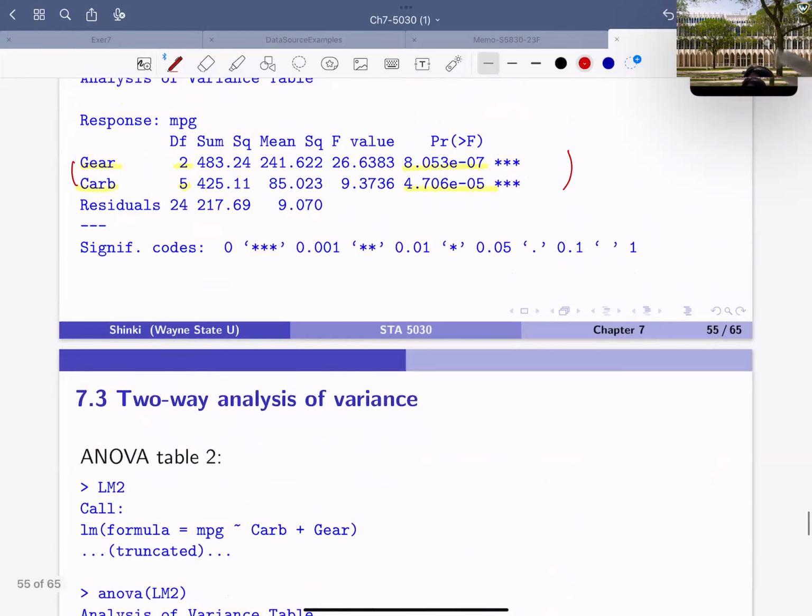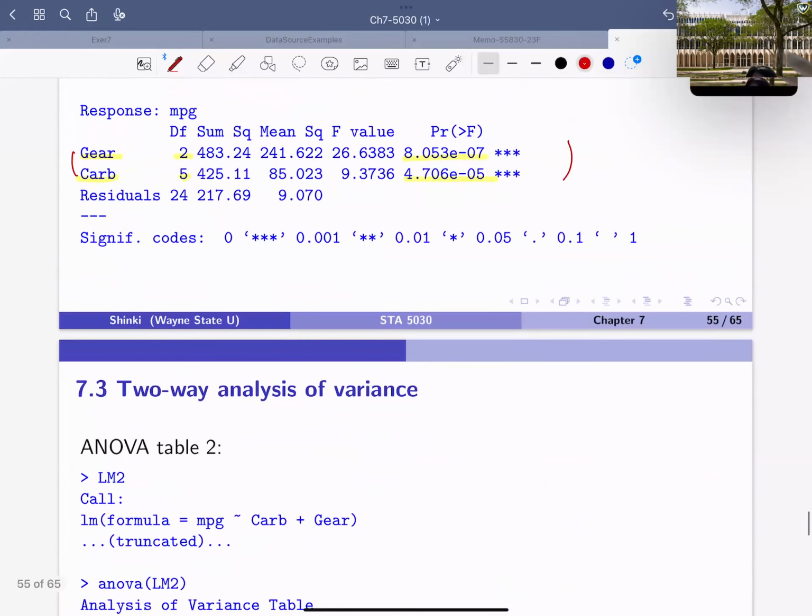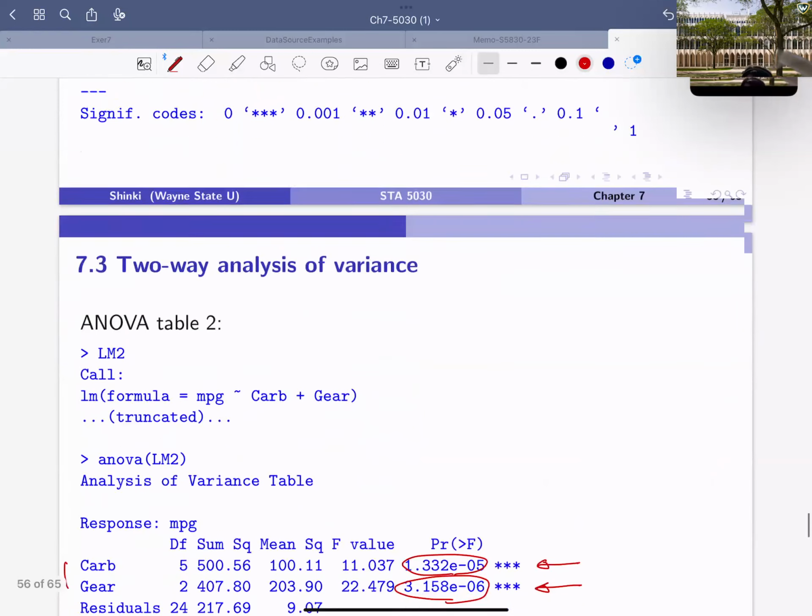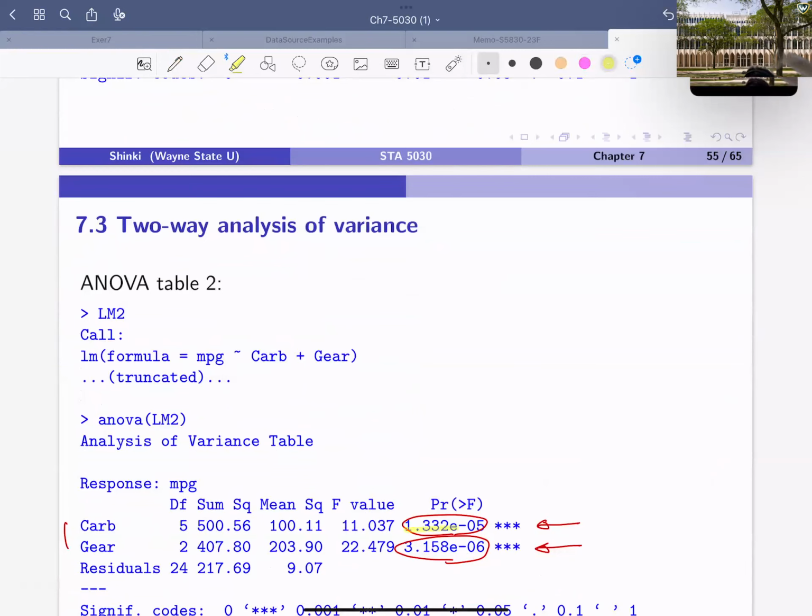Maybe you can focus on the carburetor here. So this p-value, 4.7 times 10 to the power negative 5, here 1.3 times 10 to the negative 5. So this is smaller than the previous page. Why? Because if we don't have information of gear, the information of carburetor becomes more important. So the p-value should be lower, more significant.